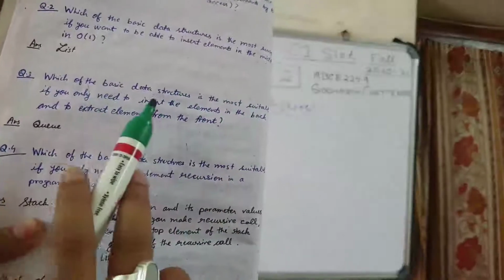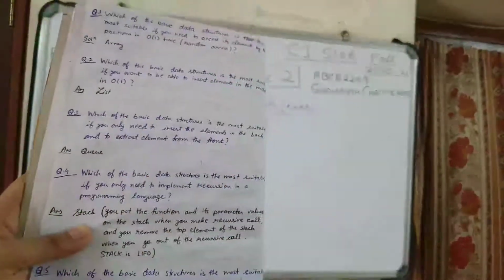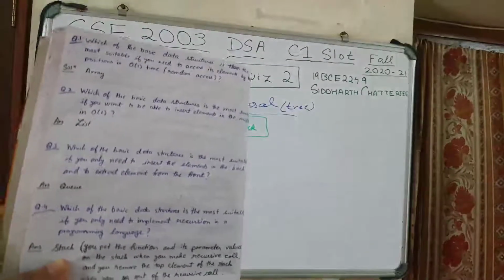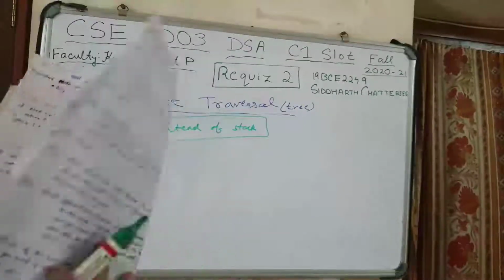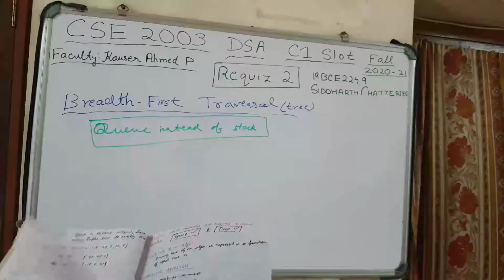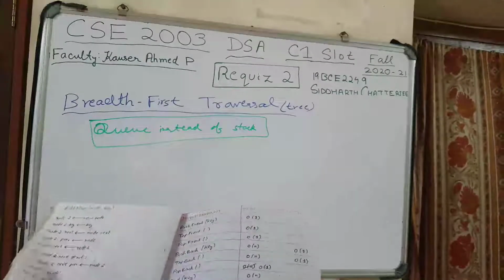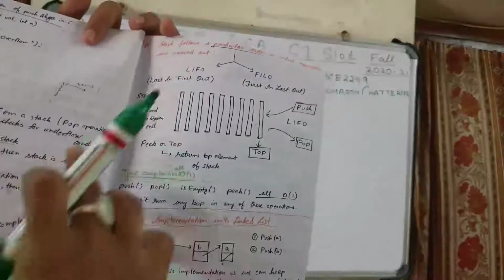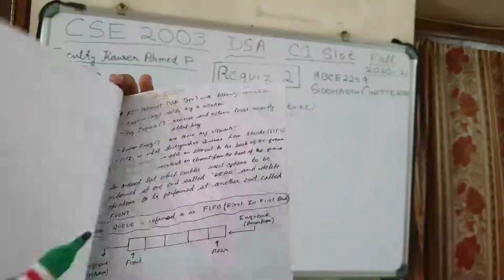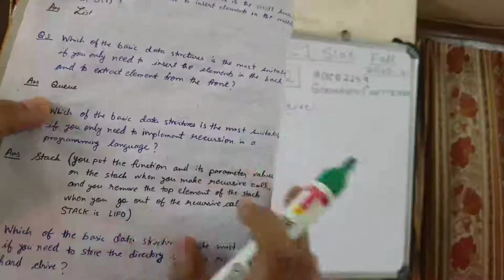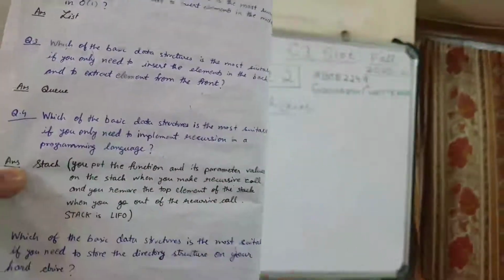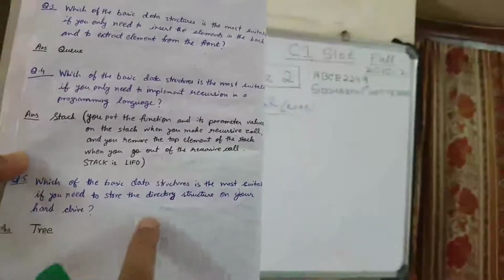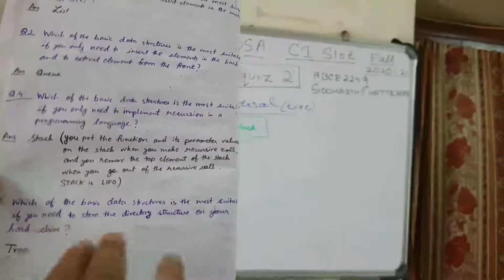The third question is, which basic data structure is most suitable if you only need to insert elements at the back and extract elements from the front? So it's a first in first out type of operation, a queue. As you can see here, a stack is last in first out, and for a queue, it's FIFO, first in first out. Next, the data structure most suitable if you only need to implement recursion is a stack. Here the explanation is there. And which data structure is most suitable if you need to store a directory structure, meaning a hierarchy of levels, it will be a tree.